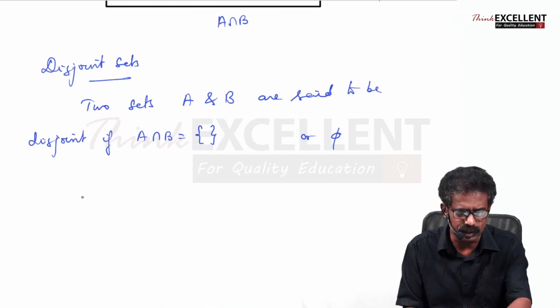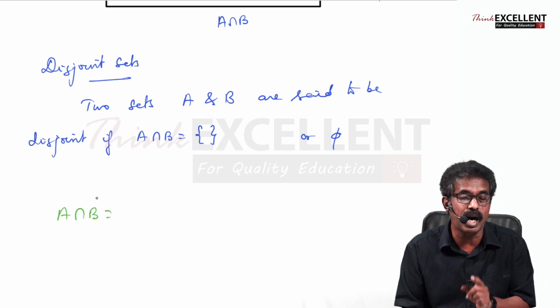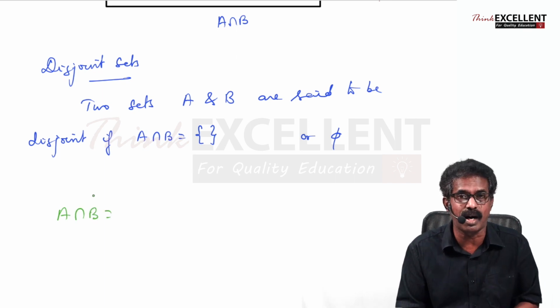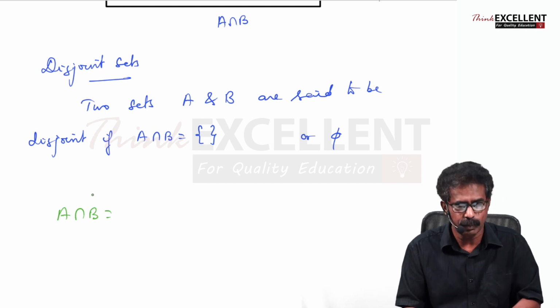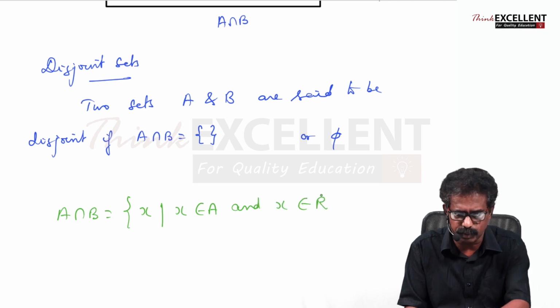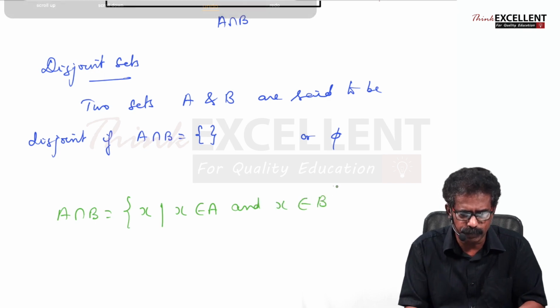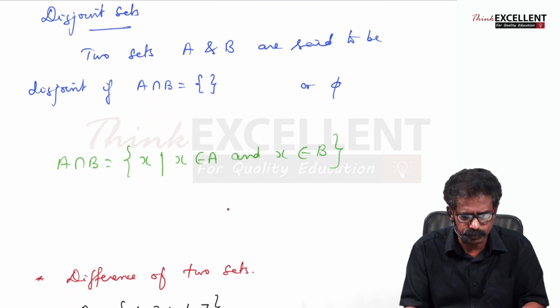Now intersection. A intersection B, intersection means common. Common means it must be, not or, and. It is in A and it is in B. Set of all x such that x belongs to A and x belongs to B. So you remember like this, okay?